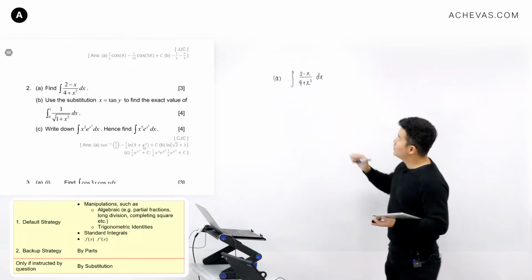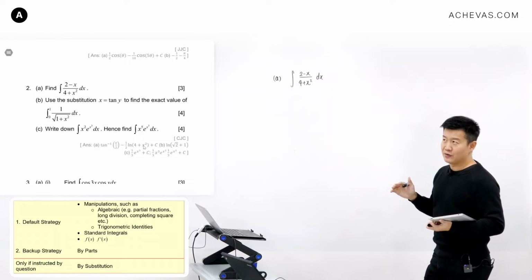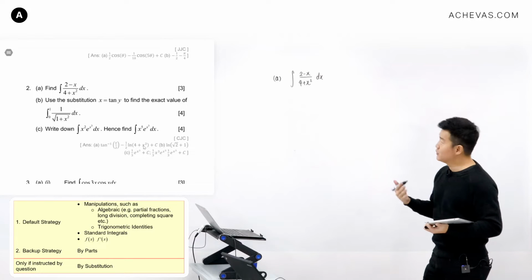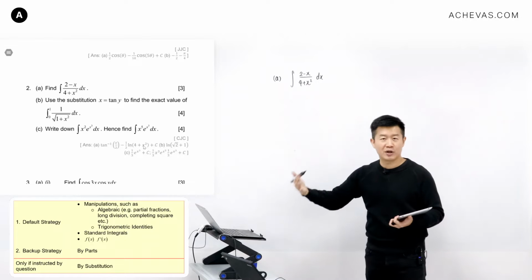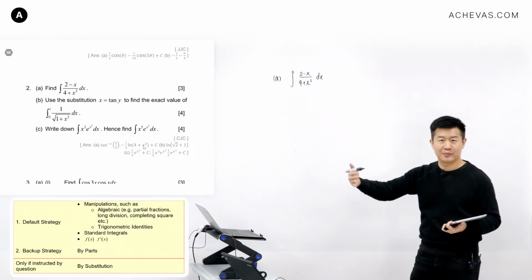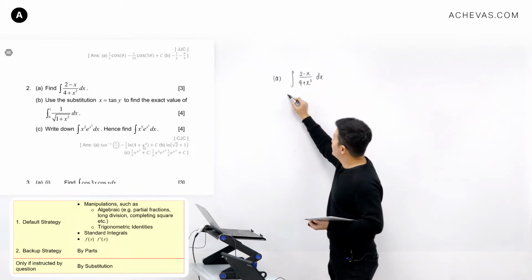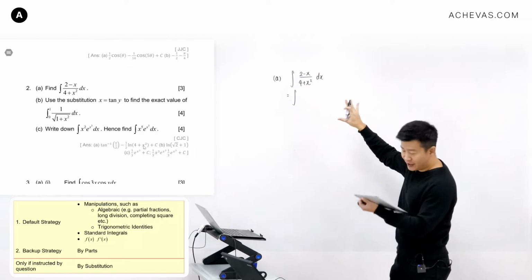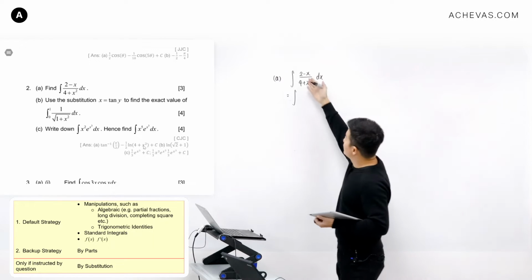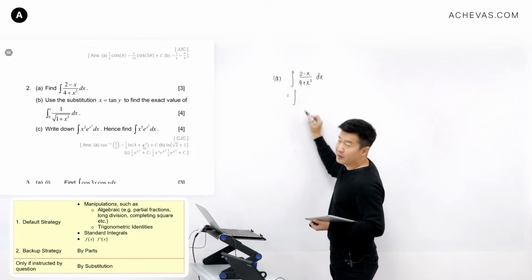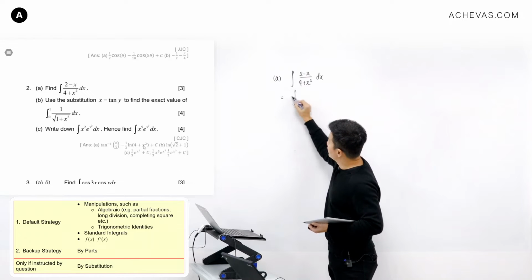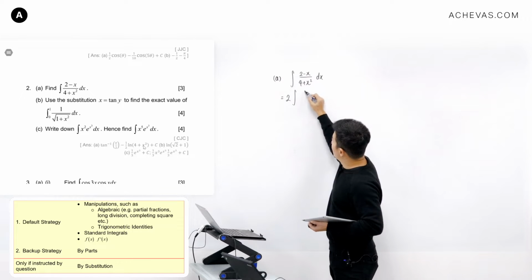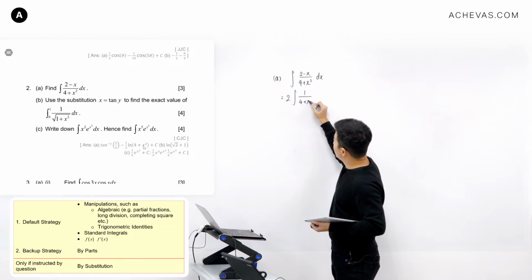So let's see what we can manipulate in order for us to use some standard results or f(x), f prime(x), since that is our default strategy. We should try as much as possible to explore from that direction first. I think a good way is to break up this integral into 2 parts. The first part is going to be 2 over 4 plus x squared. And 2, which is a constant, maybe I should just take it out of the integral. So we have 2 times the integral of 1 over 4 plus x squared.